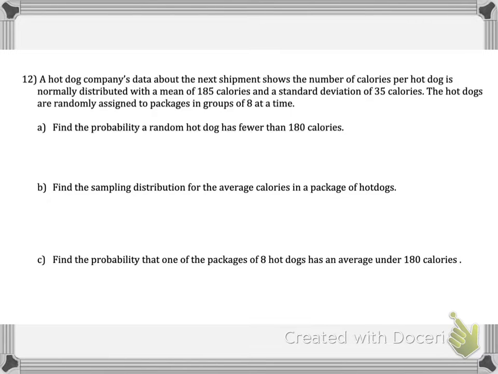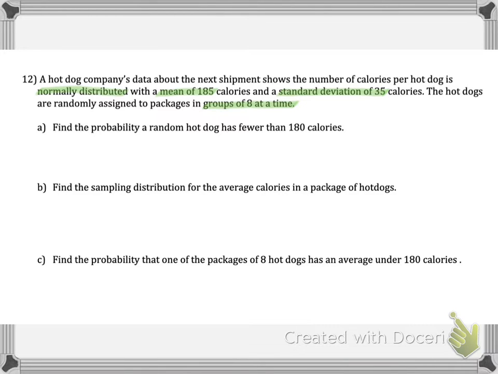Okay, we're going to make this video about the sampling distribution for means. So let's see why it's that type of problem. A hot dog company's data about the next shipment shows the number of calories per hot dog is normally distributed with a mean of 185 calories and a standard deviation of 35 calories. The hot dogs are randomly assigned to packages in groups of 8 at a time.